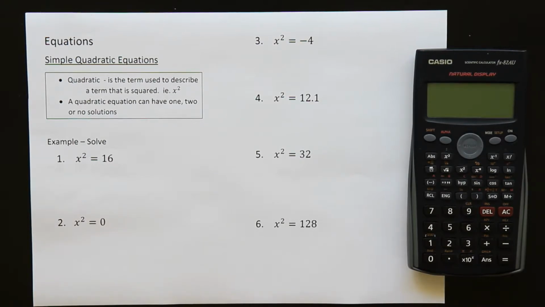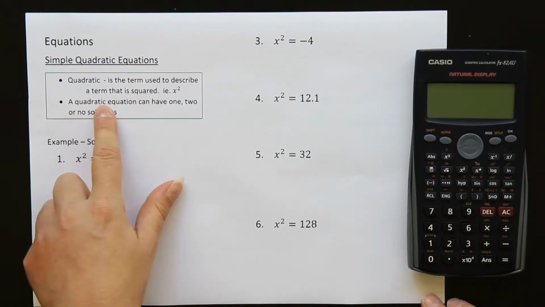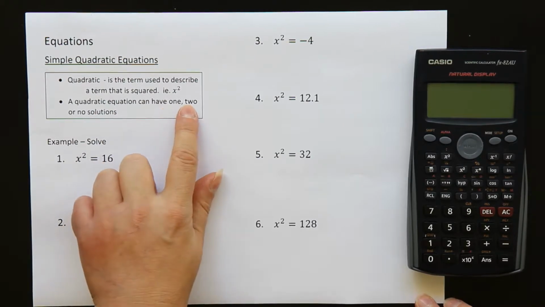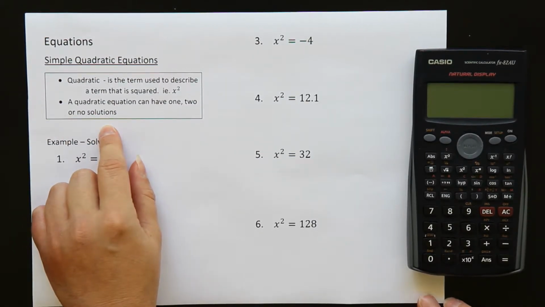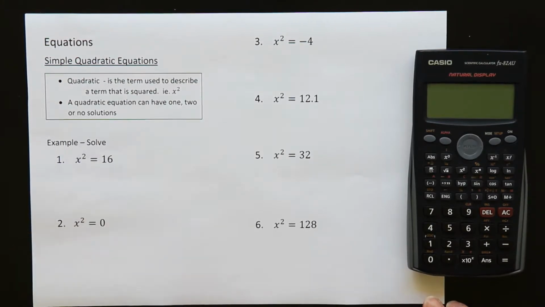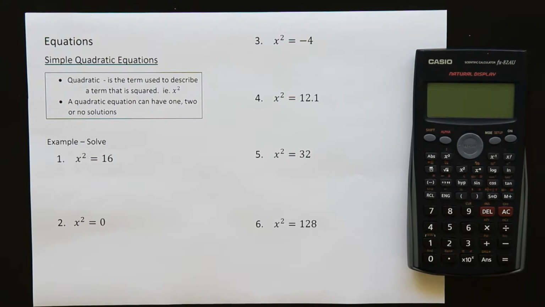equation. So quadratic equations can have 1, 2, or no solutions. Sometimes there won't be any solutions. So we're used to the equations that we've been looking at in previous lessons in this series have all had one solution. But when we're doing quadratics, we can have 2 solutions or sometimes no solutions. So let's have a look. Let me show you how to do these questions.